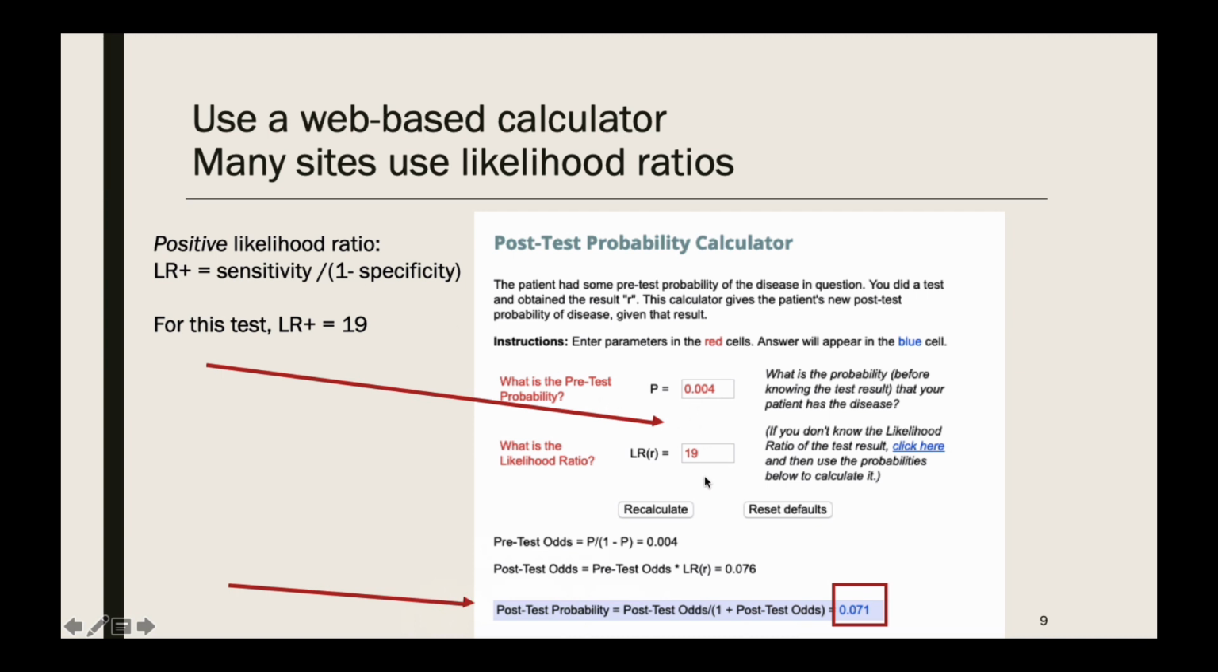And we plug in 19, hit the calculate button, and we see that the post-test probability, the probability that this patient has HIV, is 7%. Now that's not very high, although it's considerably higher than the 0.4% that the caller started out with. But 7% is still pretty low, but we may not be satisfied with it, so we're going to have to think about what we're going to do next.